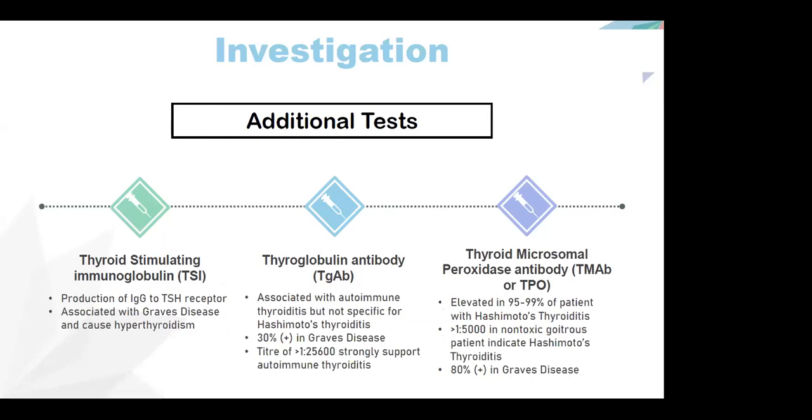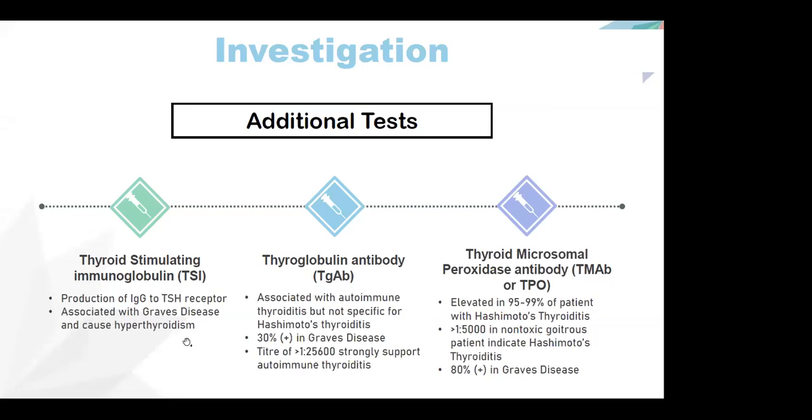Okay, next, another additional test that can be done is to measure thyroid antibodies. But first, we measure thyroid stimulating immunoglobulin, TSI. So TSI is a form of IgG that can bind to the thyrotropin receptor on the thyroid gland, and they mimic the action of TSH, causing excess secretion of the thyroxine hormone. So a high level of TSI in the blood can indicate the presence of Graves' disease.